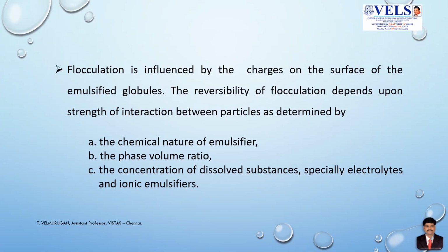So flocculation is influenced by the charges on the surface of the emulsified globules. The reversibility of flocculation depends upon the strength of the interaction between the particles as determined by the chemical nature of the emulsifier, the phase volume ratio. This is very important, phase volume ratio. We will discuss it. The third one, the concentration of the dissolved substances, especially electrolytes and ionic emulsifiers.